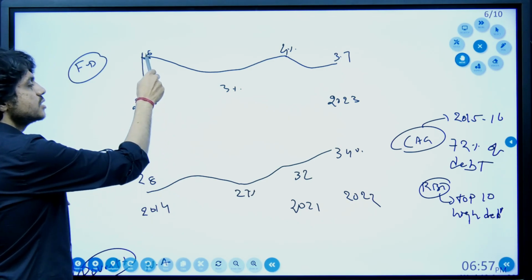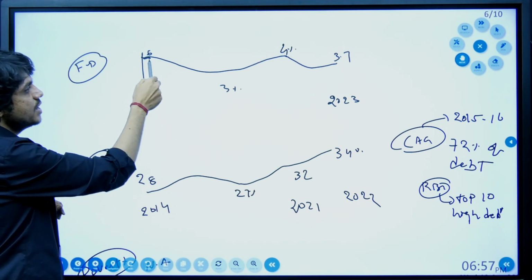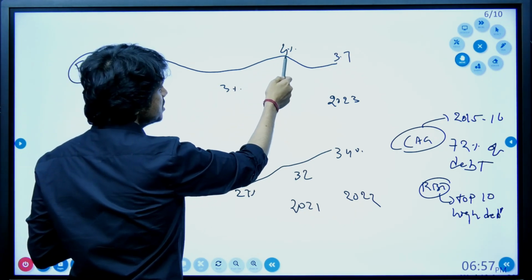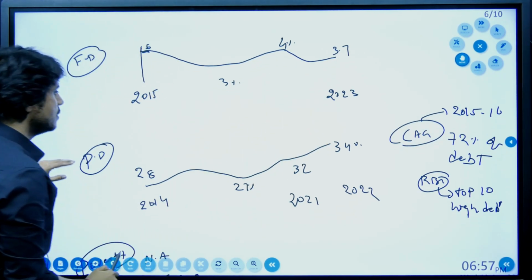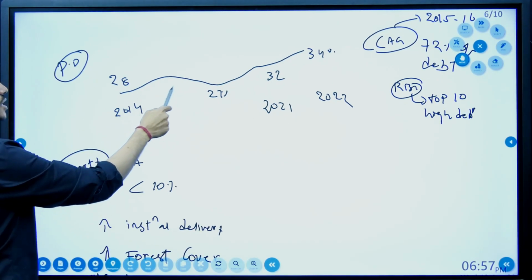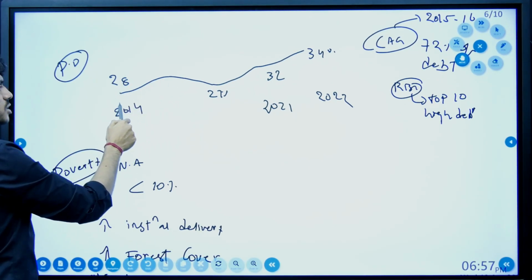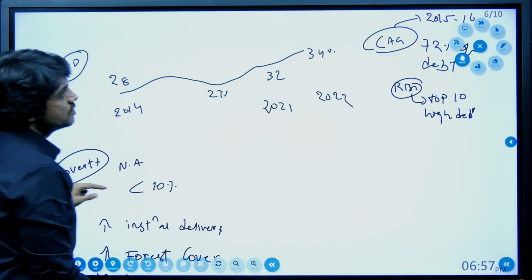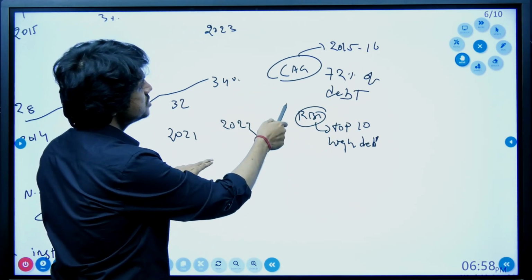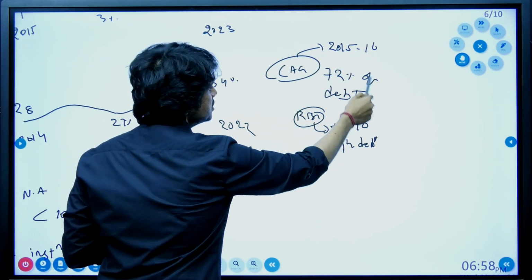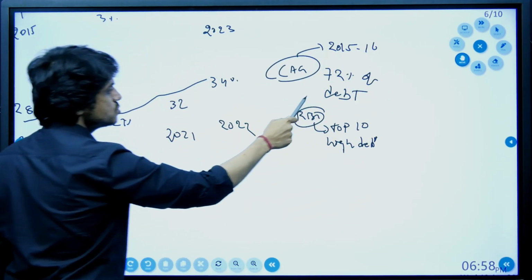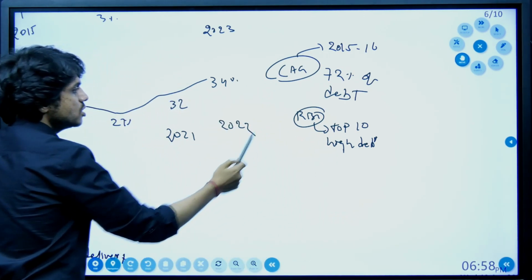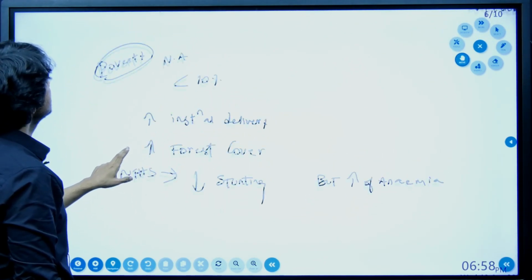The fiscal deficit during the time of the bifurcation was as high as 6%. It has come down and again it has increased and again it is coming down. Then public debt is constantly increasing. It was 28% during the time of bifurcation, but it has come down and again it has increased to as high as 34%. This is what I was mentioning. The CAG has said that in 2015-16, 72% of the new debt was raised to handle the old debt. And RBI has also said Andhra Pradesh is among the top 10 states having high debts.